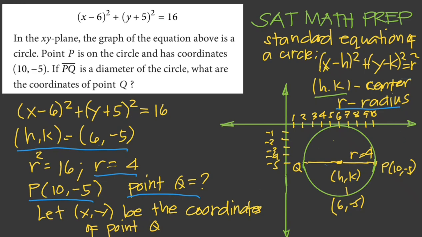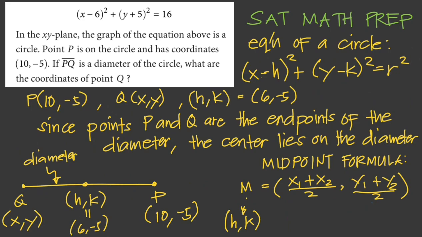So by graphing the circle on the xy plane, we get this is our point P, which is (10, -5), and this is the center of the circle, (6, -5), which is just 4 units away from point P, which is our radius. So we let (x, y) be the coordinates of point Q.